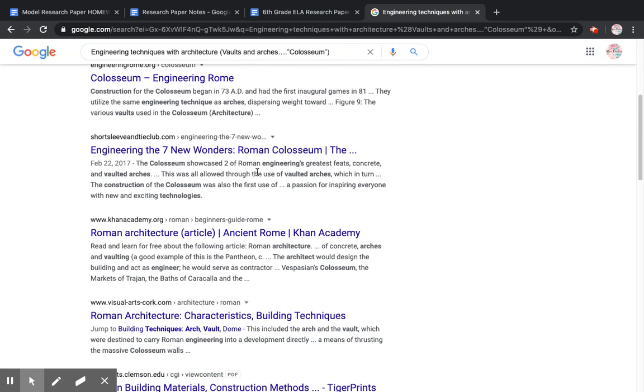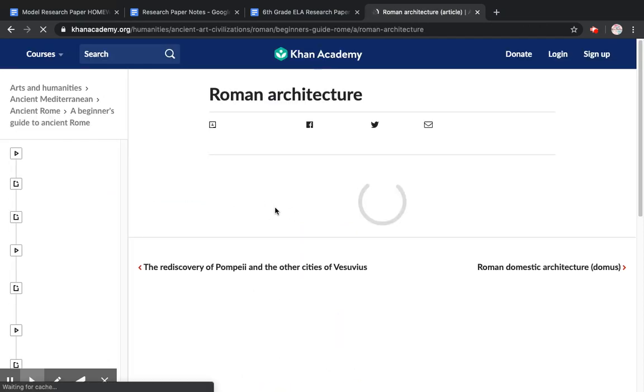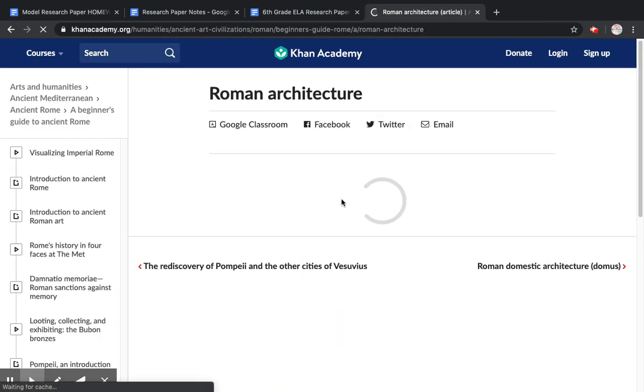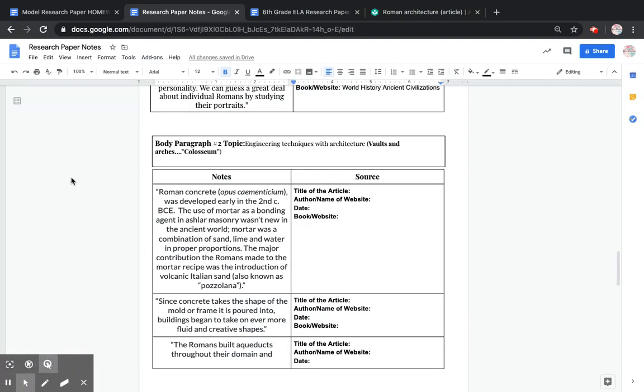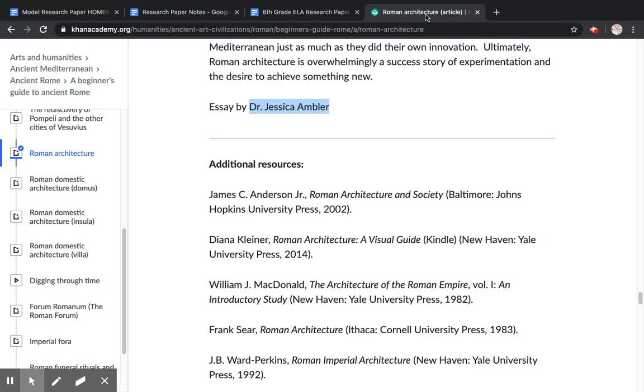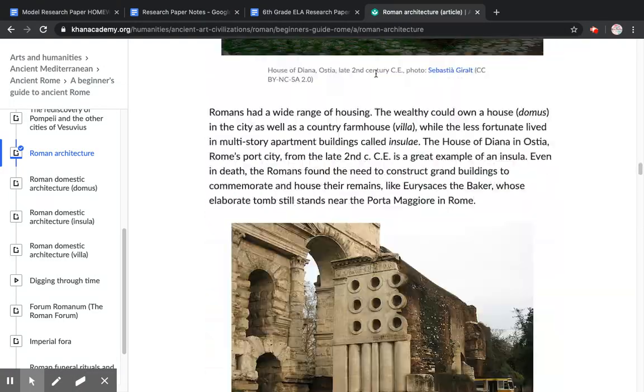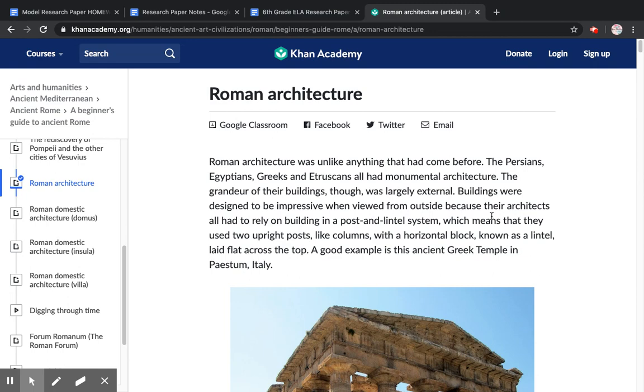All right. Oh, a Khan Academy one. Let's see what Khan Academy has to say about Roman architecture. All right, so I'm going to go ahead and read this, and then I will come right back when I have some information to share with you guys. Okay, guys, so I just finished reading Roman architecture from the Khan Academy.